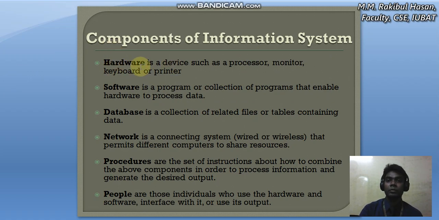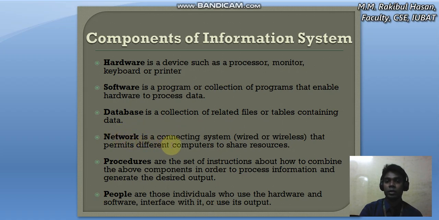First of all, hardware, a device such as a processor, monitor, keyboard or printer. By using this hardware we can collect or we can process our data. Then software is a program or collection of programs that enable hardware to process data. Again, to collect, to process data we need software. Database is a collection of related fields or tables containing data. To store data we need database.